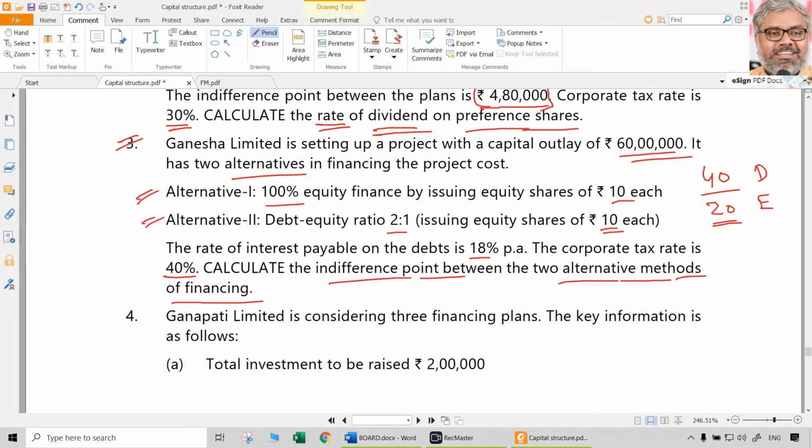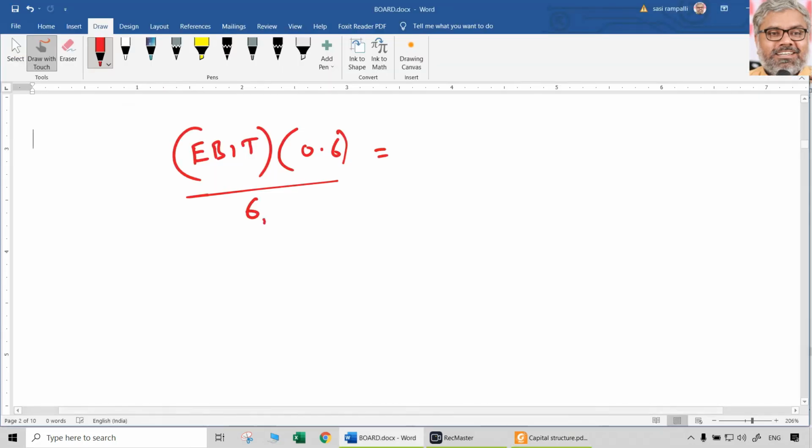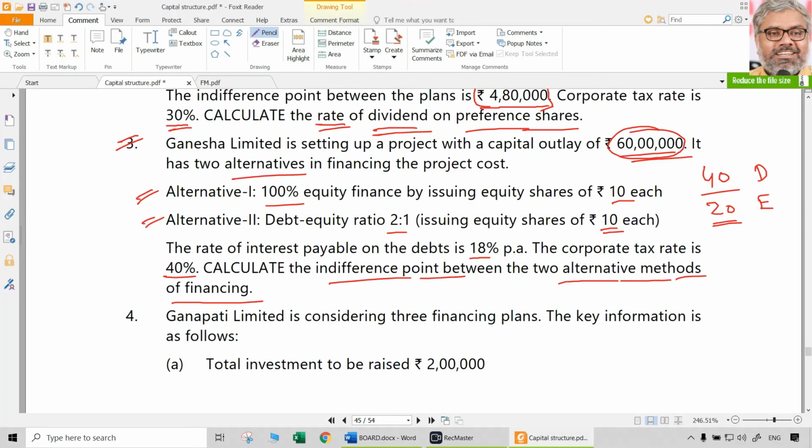Divided by N1, number of equity shares in the first scenario. How many will be? Because you need 60 lakhs. Entire money is raised by equity. 10 rupees per share means 6 lakhs will be the N1. You have to show these workings in the exam as working notes.